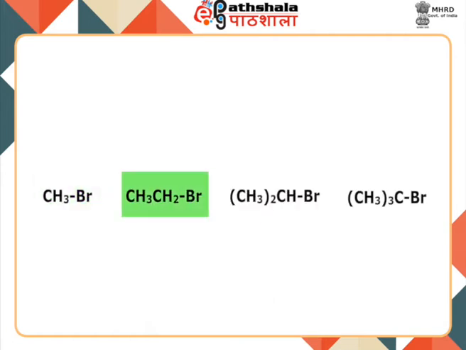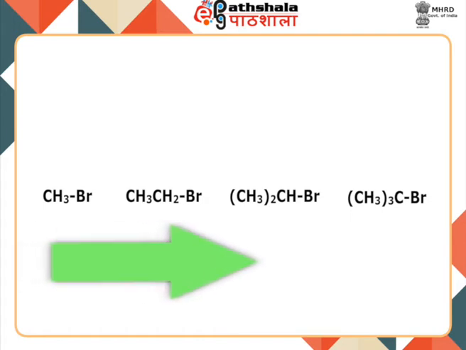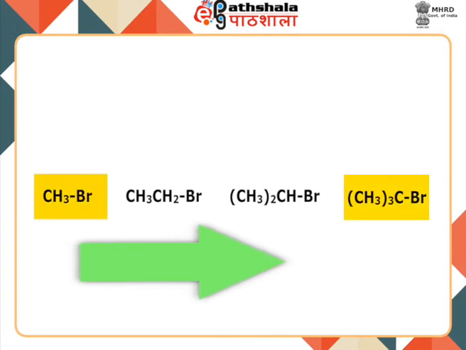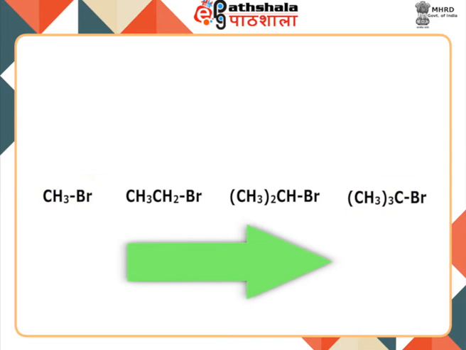Methyl bromide, ethyl bromide, isopropyl bromide and tertiary butyl bromide were taken as the substrates. What is noticed is that when one passes along the series of halides from methyl bromide to tertiary butyl bromide, the first and last members readily undergo hydrolysis. On the other hand, the intermediates, ethyl bromide and isopropyl bromide, are somewhat resistant to hydrolysis.